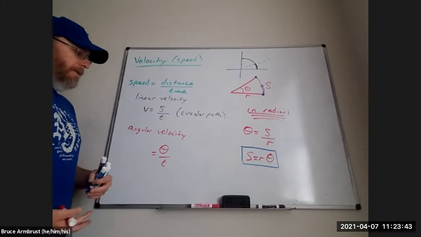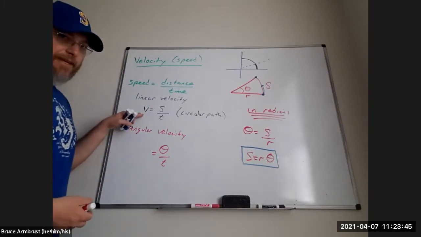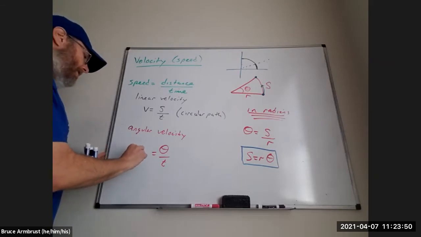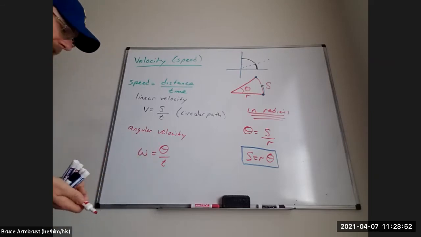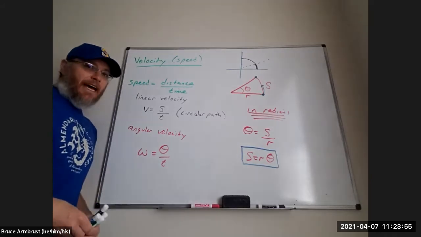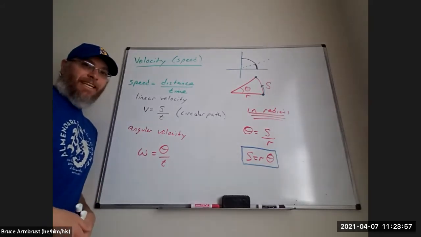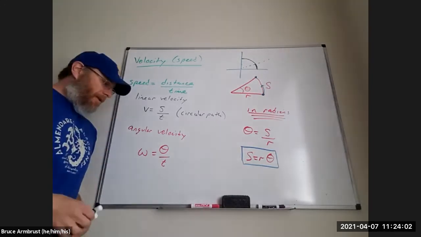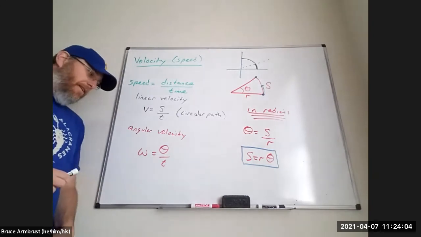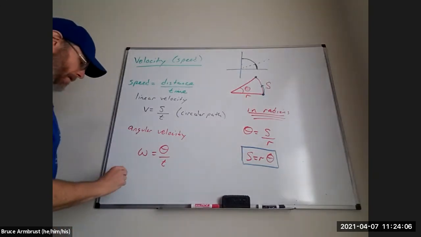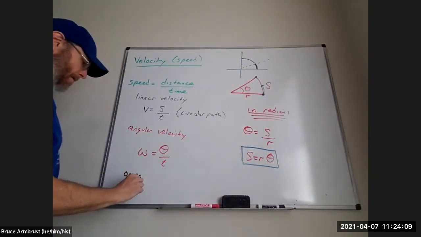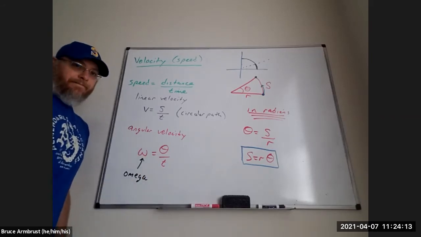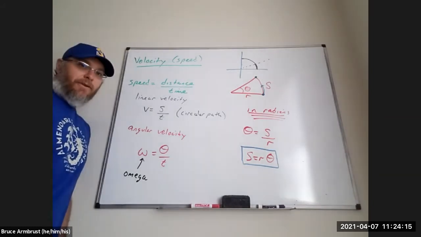Obviously we don't use the letter v for that, because if v is linear velocity, we need something else for angular velocity. So for angular velocity, we use this guy, which is not a w. I know it looks like a w, but it's not. It's actually another Greek letter. This one's omega, the Greek letter omega. It's the last letter in the Greek alphabet.